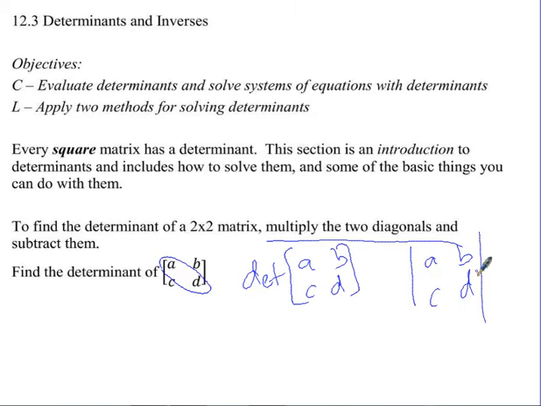So here's your determinant, and all you do is multiply the diagonals. So A times D, and subtract from that C times B. Or B times C, I suppose. That's it. That's the determinant. Whatever number you get from this is the answer. The important point: every square matrix has a determinant. So it has to be square, 2 by 2, 3 by 3, 4 by 4, and so on. If it's not a square, then it does not have a determinant.